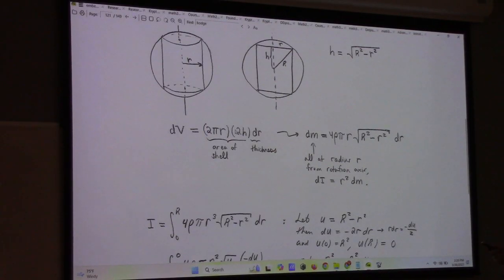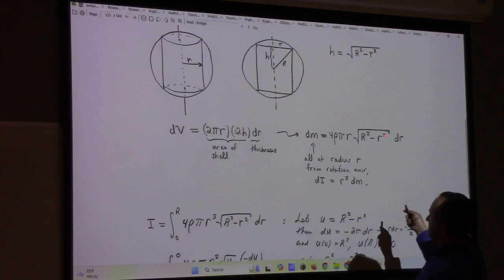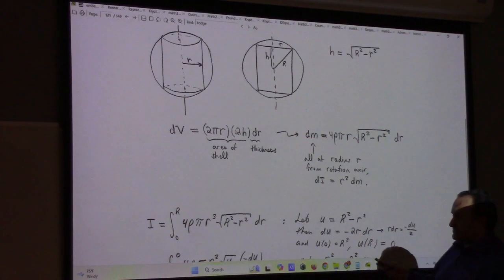The way I did it was I found the mass of the shell is given by this. I've got 2 pi r times 2h, which is the area of the cylindrical shell if you laid it out flat. The thickness would be dr. And then rho is the mass per unit volume, the density. So density times the volume gives me the little bit of mass in that shell. What am I doing with this?